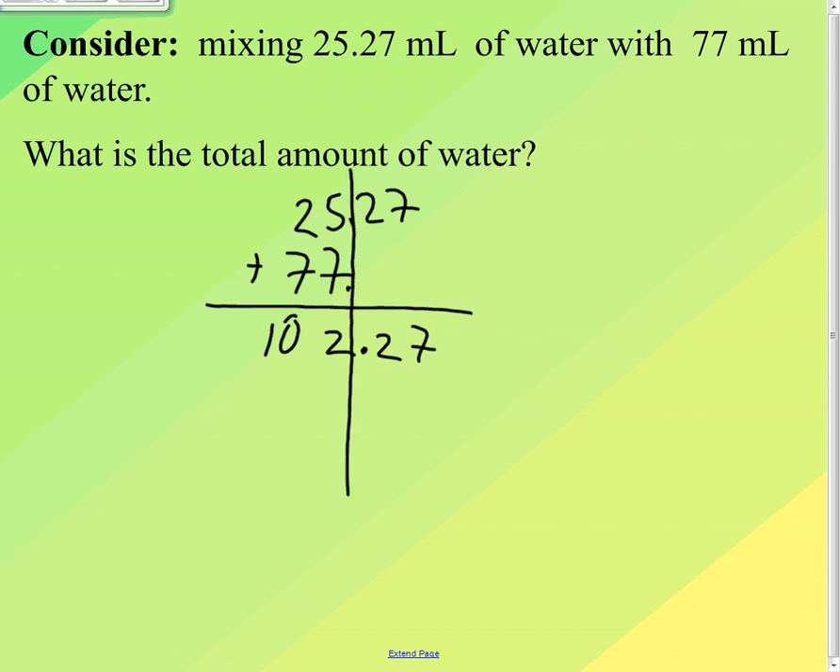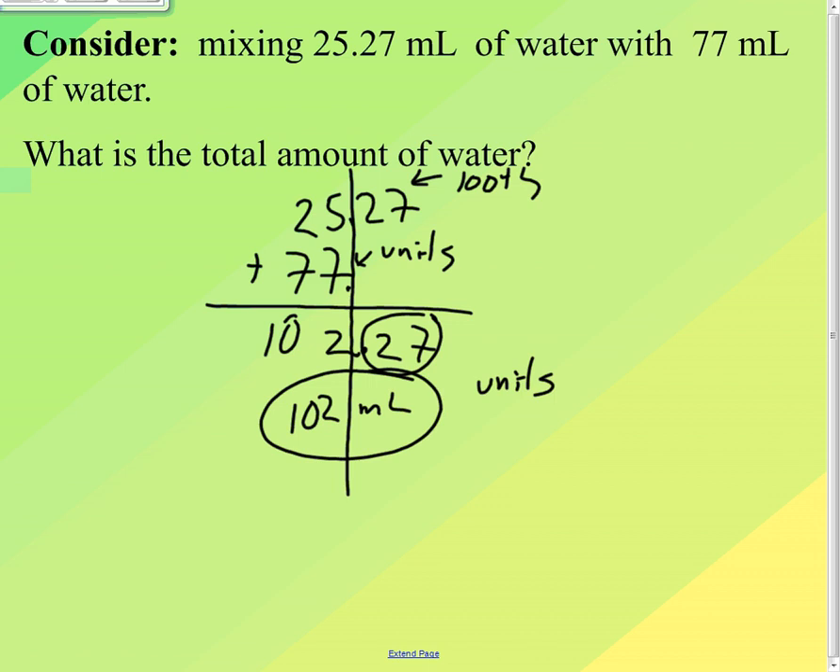Which one is least significant? Right here. Not least significant, least precise. Over here, I'm precise to the hundredths. Here, I'm precise to the units. Good, which means my answer can only be precise where? My answer can only be precise to the units. So I take 102.27. I have to round the 0.27, the 0.2. Is 0.2 higher or lower than 5? It's lower than 5. So this rounds down to 102 milliliters. There we go.